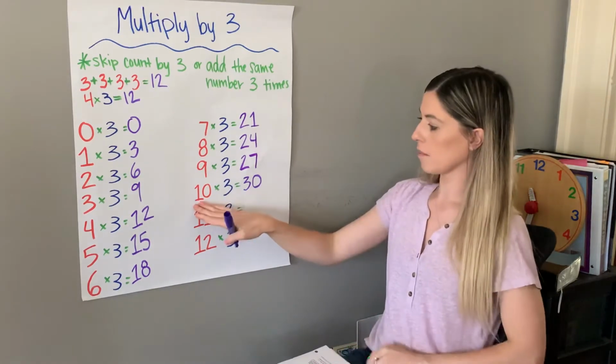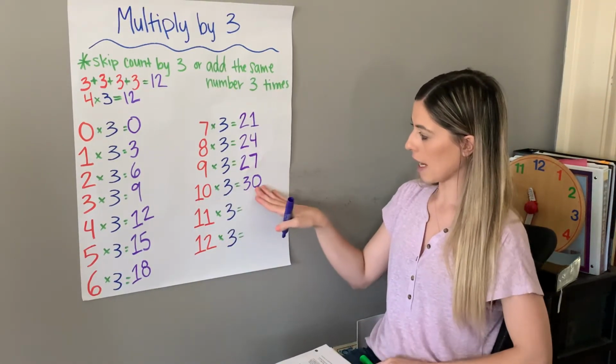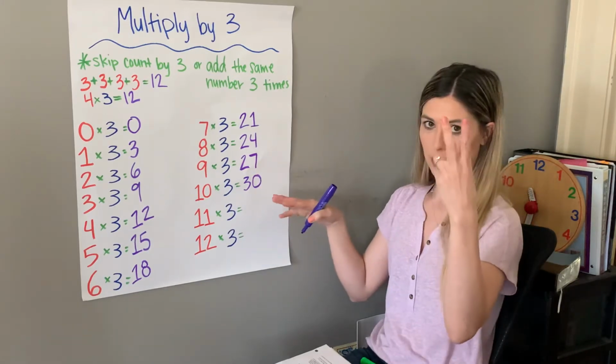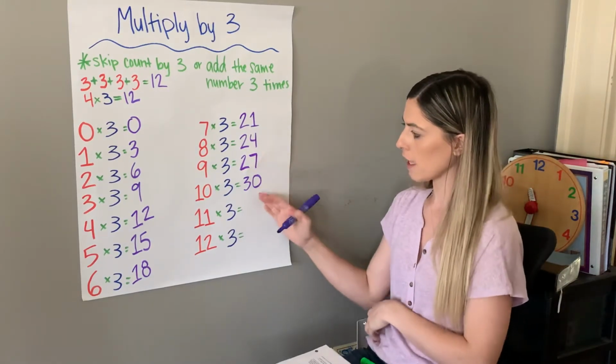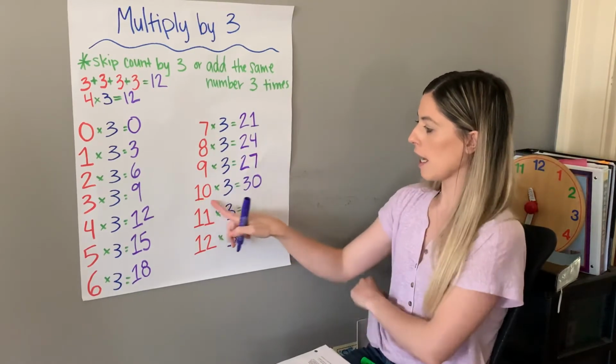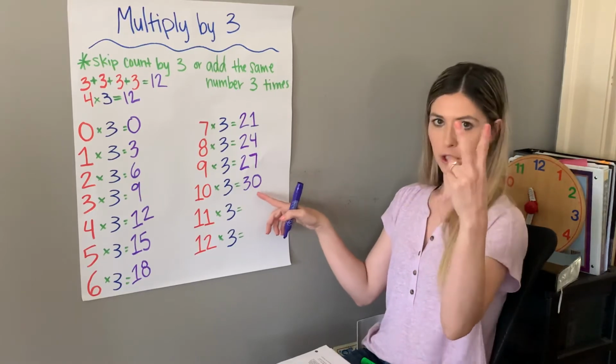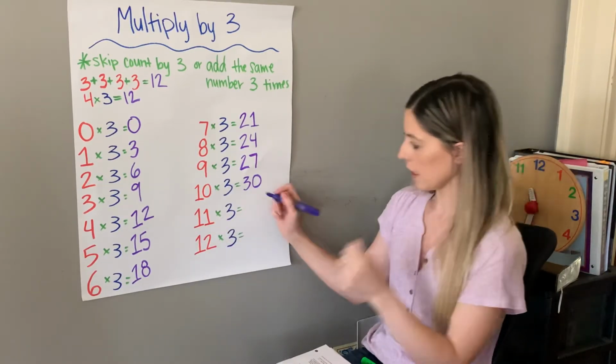And then moving on up, 10 times 3 is 30. And I know that even just from adding 3 to 27: 28, 29, 30. So that's the other way you could do it: if you know the one before, 10 times 3, I can add 3 fingers. 31, 32, 33. 11 times 3 is 33.